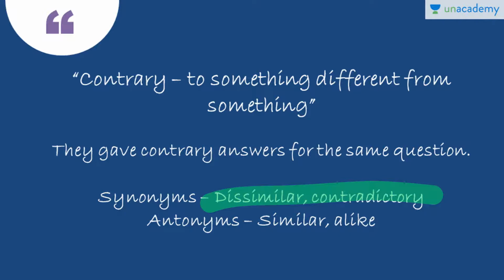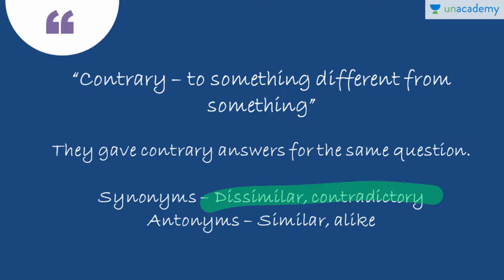Okay, the next is contradictory. So contradictory is actually mutually opposed. Like when some people have given one answer and the other person has given just the opposite answer, that means the answers are contradictory to each other. Like if I am saying yes to something and the other person is saying no to the same thing, then these two responses are contradictory to each other. So this is how we use contradictory.